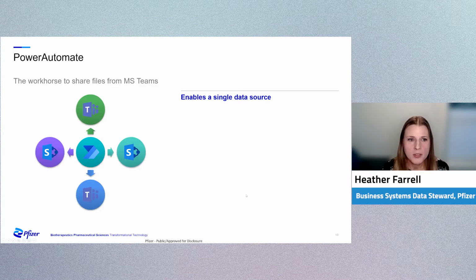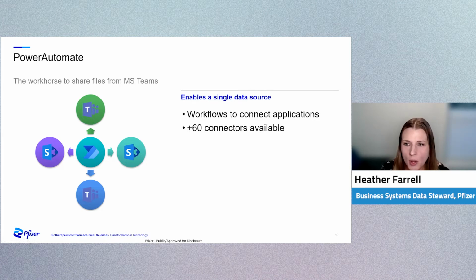Power Automate really is the workhorse to share files from Microsoft Teams. And I think that's just the beginning. Power Automate really enables a single data source. It connects to upwards of 60 different connectors. It can function across multiple Office 365 applications. You can share files from a singular Teams to multiple SharePoint sites, from multiple SharePoint sites to a single team.